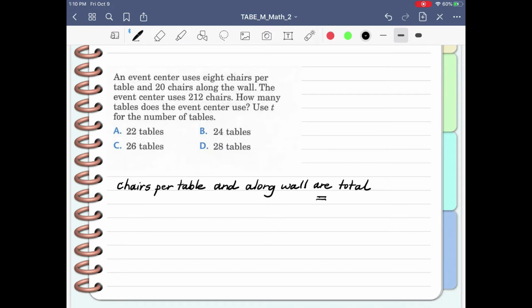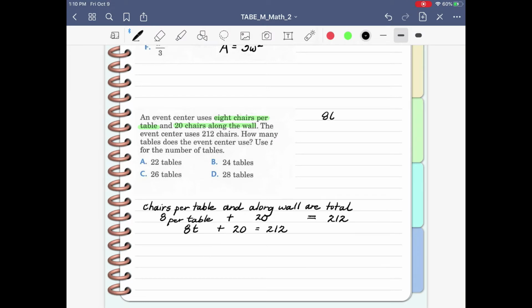R is a linking verb. That's an equal sign. The word and means add. So we have 20 chairs along the wall. That's going to go here. We have 8 chairs per table. So we have 8 per table. And the total is 212. And they said to use T for tables. So that's 8T plus 20 is 212. And this is what we need to solve. So we have 8T plus 20 is 212. Set up your frame to solve this problem if you're doing it that way.